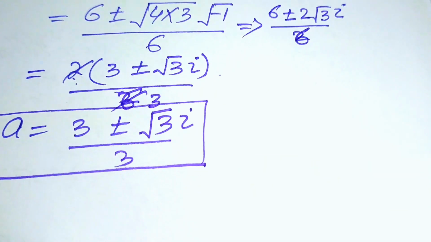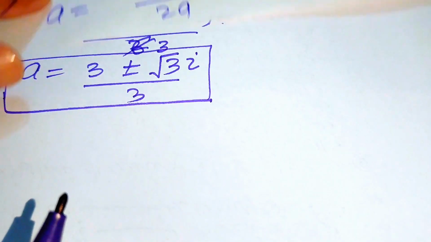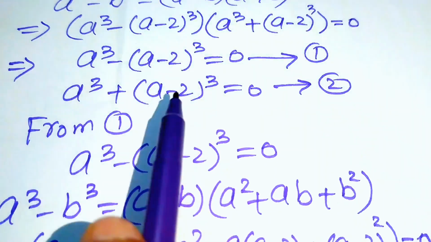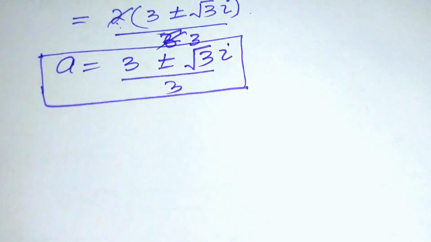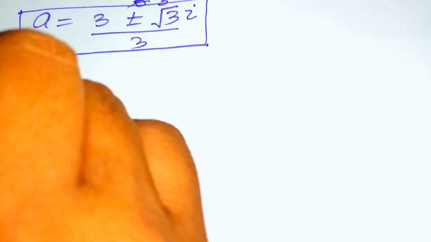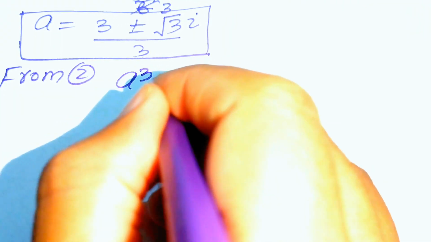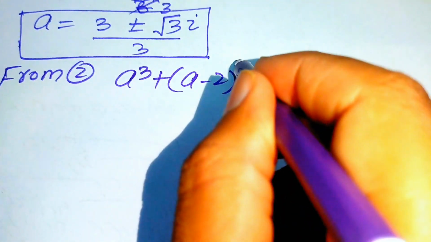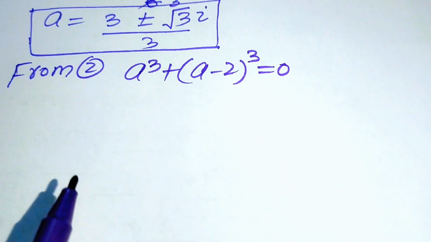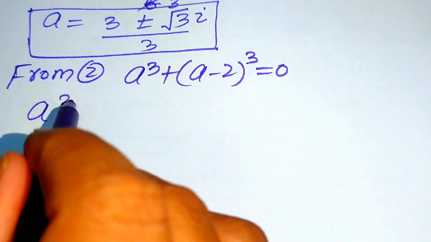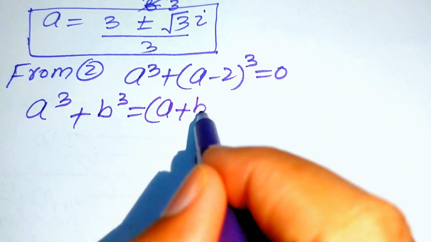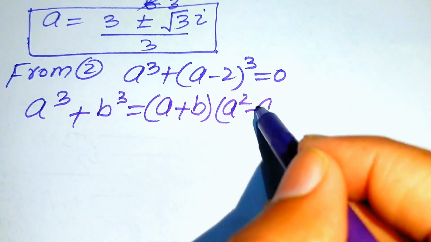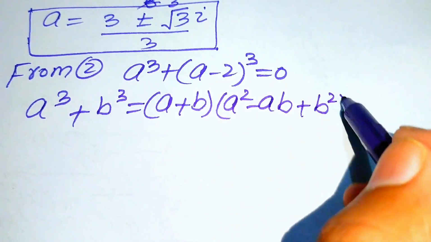And now in order to find the other roots, we need to solve our case number 2, and our case number 2 is this equation number 2. It is a cubed plus a minus 2 cubed equals to 0, and now we solve this equation. So first we copy down equation number 2, a cubed plus a minus 2 cubed equals to 0, and here we use this cubic formula: a cubed plus b cubed equals a plus b times a squared minus ab plus b squared.